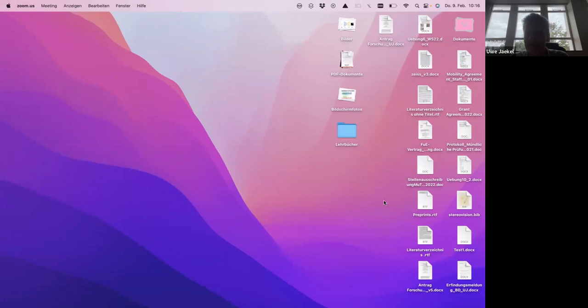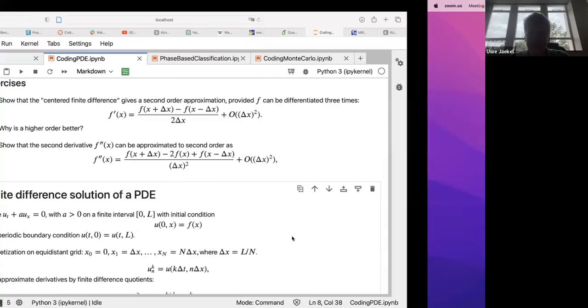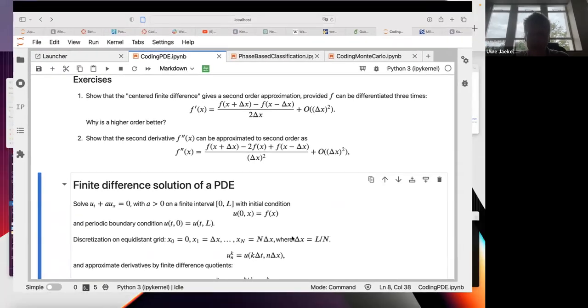Okay, I see in the chat that the slides are not the same as those in the notes. The slides that you can download were an earlier version. I will give you an updated version at the end of the day at the latest. So they are not exactly the same, but pretty close.